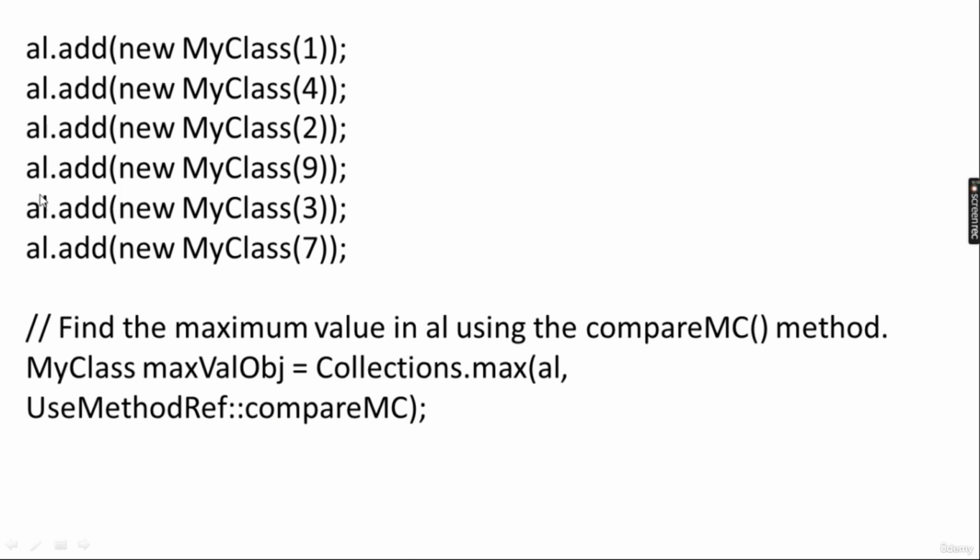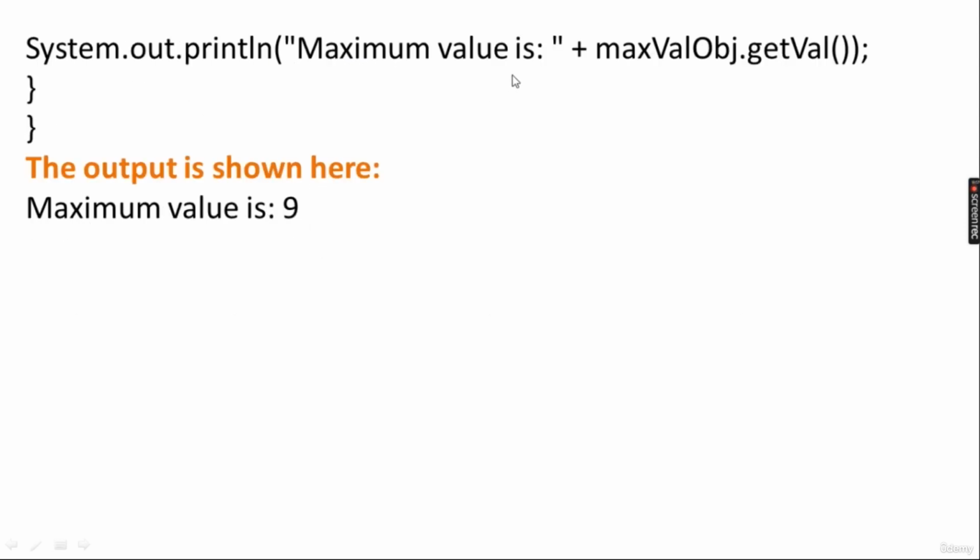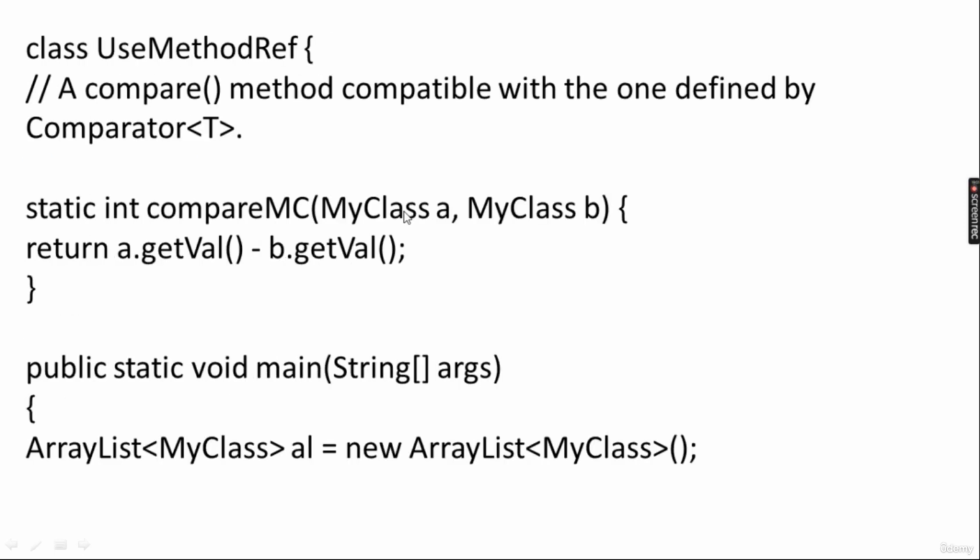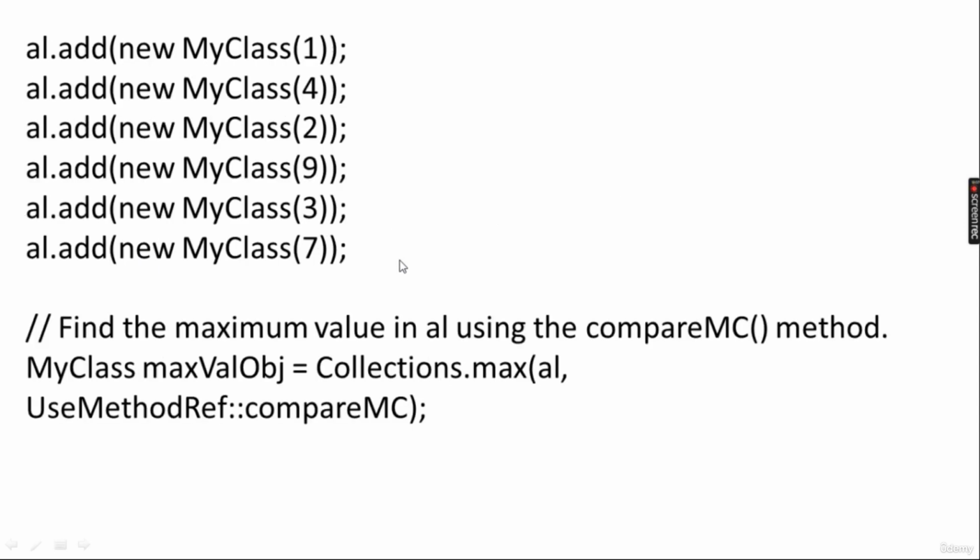Okay, and in this array list there are elements 1, 4, 2, 9, 3, 7. Okay, so maximum value will be 9. Okay, so in this a.getValue minus b.getValue. Okay, so every time we are finding out the maximum in the passed objects.